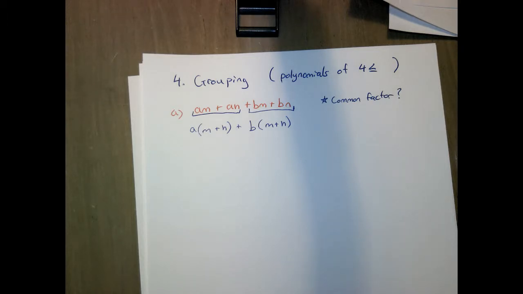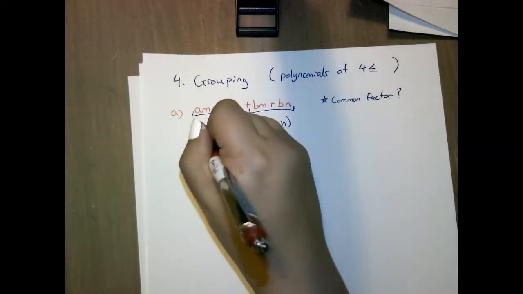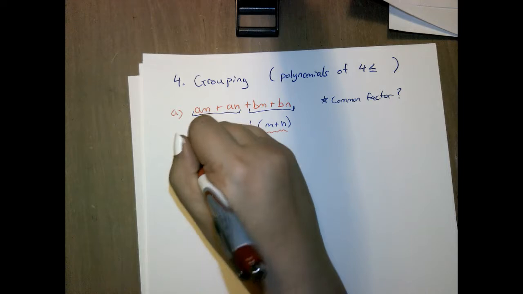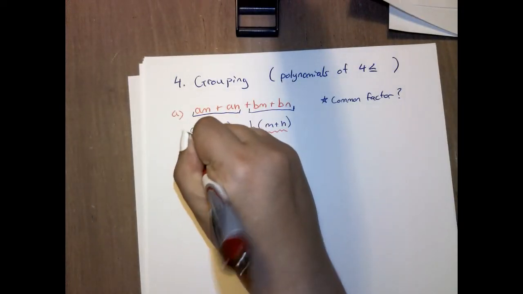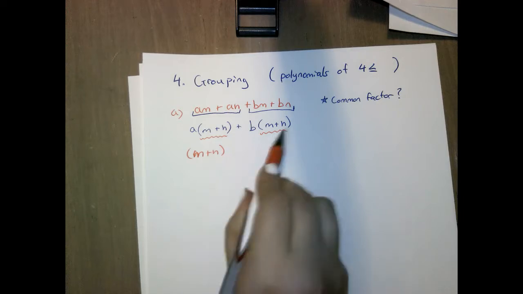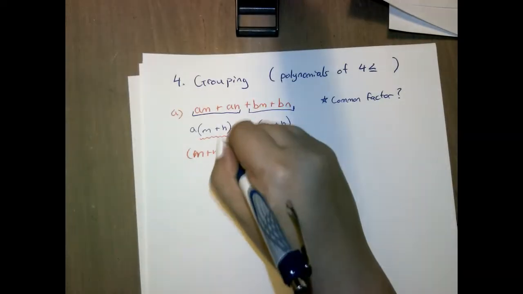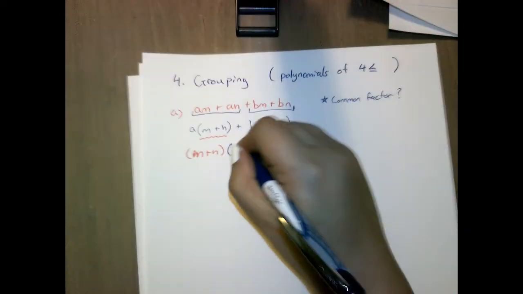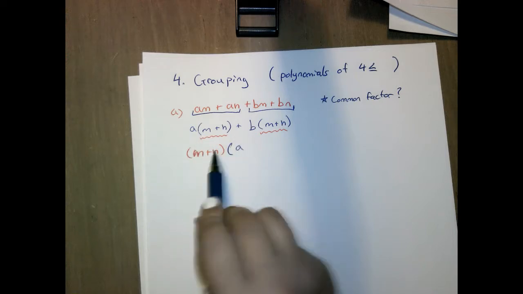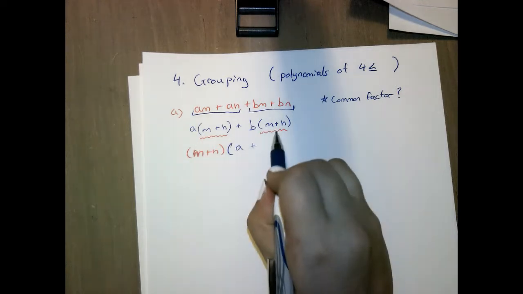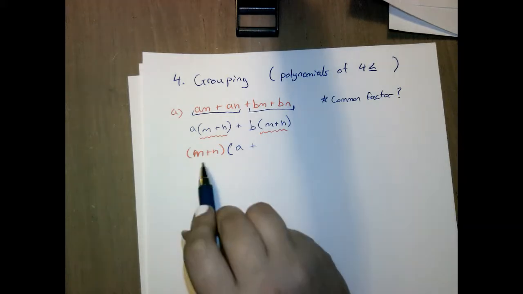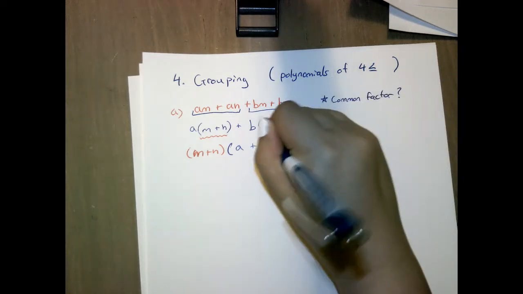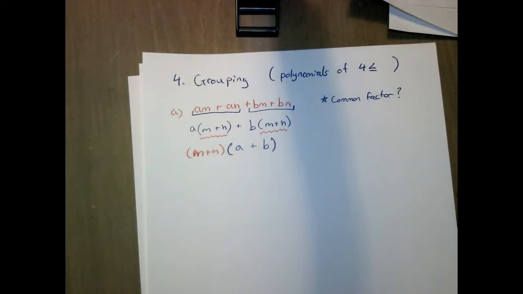So what I can do is I can actually factor out the m plus n as well. So let's say I factor that out. I'm left with m plus n. I factored out the m plus n. And then I think to myself, what am I left with? So m plus n times what equals a times m plus n? Well, that's a. And then I look at my second term, m plus n times what equals b times m plus n? Well, b. And then I'm done. I'm all factored out.